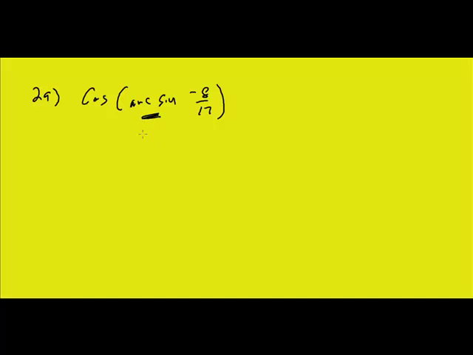Okay, arc sine exists in the first and the fourth quadrant, but this is negative. Since that is negative, it has to exist here in the fourth quadrant, so I'm going to draw my triangle there, because 8 over 17 is not part of the unit circle. There's my right triangle, and that's my angle there, x. This is the opposite, which is negative 8, and this is the hypotenuse, which is 17. So opposite over hypotenuse.